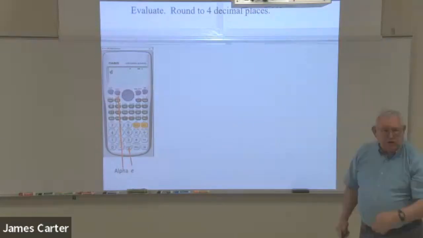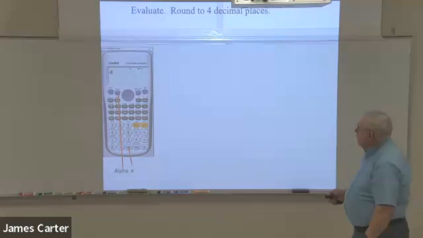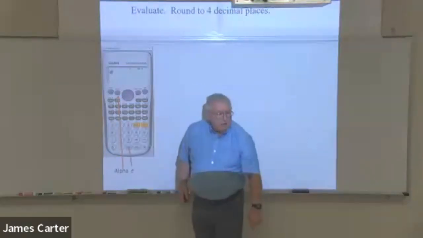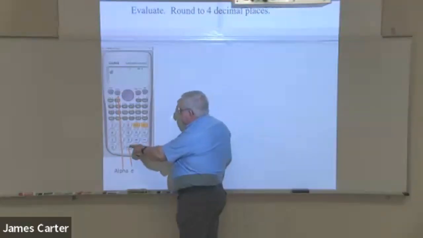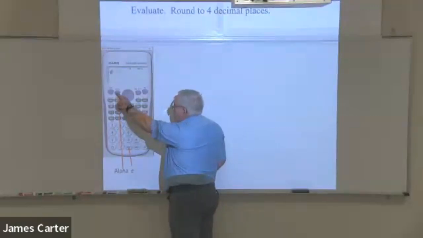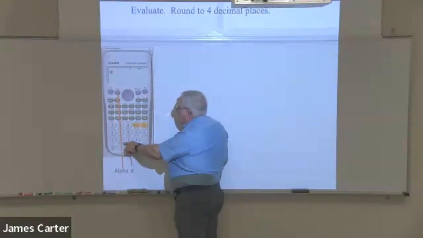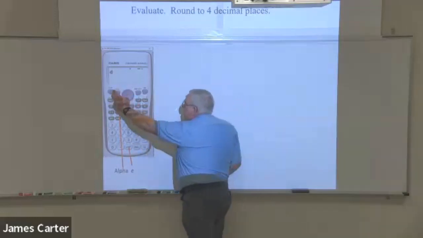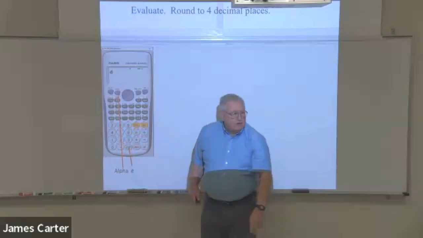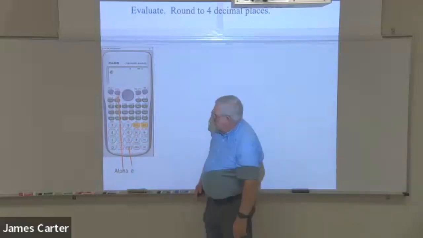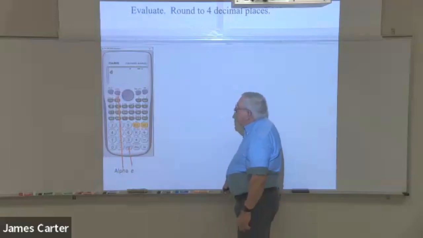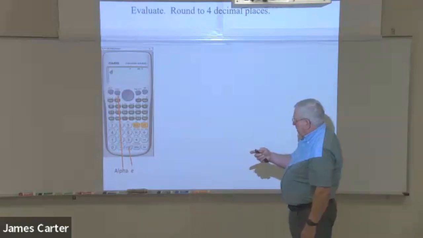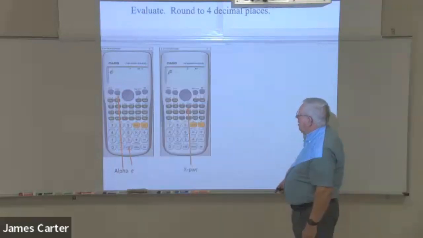Now, how do you find e on your calculator? To get e, it's right here, this little button down at the bottom. But to access the e part of that button, you have to hit alpha. To access the pi, you have to hit shift. It's kind of a left, right sort of a thing. So that gives you your specialty functions. Now, in this particular case, that's how I get e.